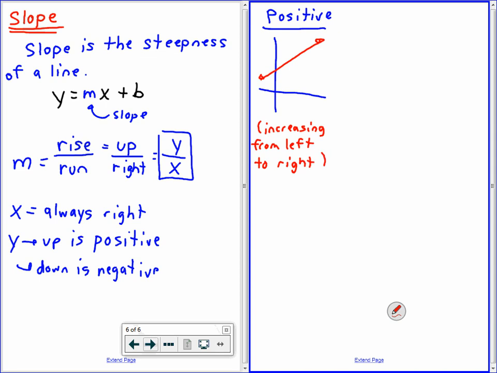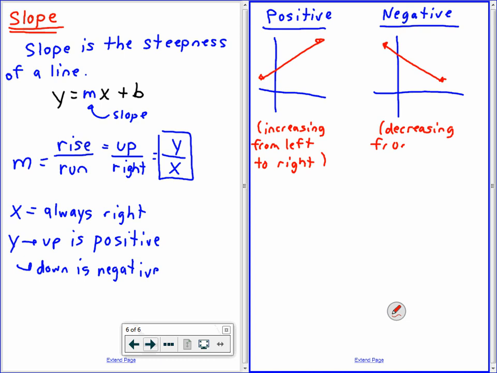And we'll talk more about this when I get back. And a negative slope goes sort of like this. It's going to go downward from left to right. Decreasing from left to right. Mrs. Kelly, if they have questions about zero slope or infinity slope, please tell them.